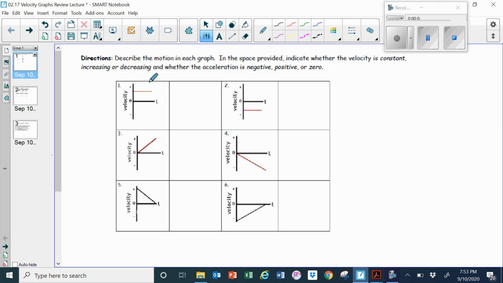the motion in each of these graphs. And we're going to use the clues in the graph to decide how the object is moving. So you'll notice in each of these graphs, there are 6 of them. They're all velocity time graphs. You can see that label. That's the first thing you should look for.